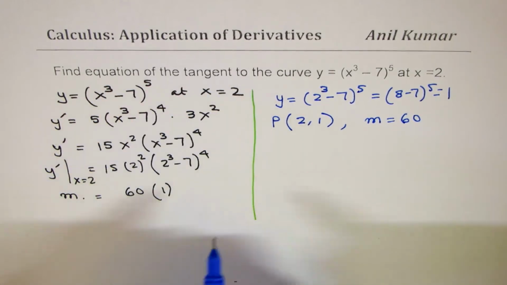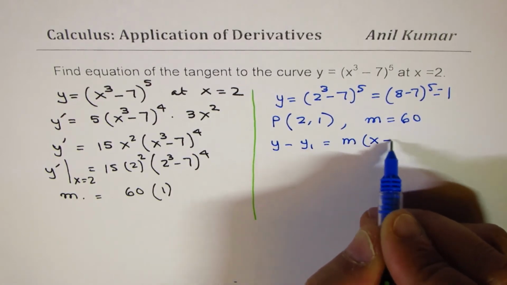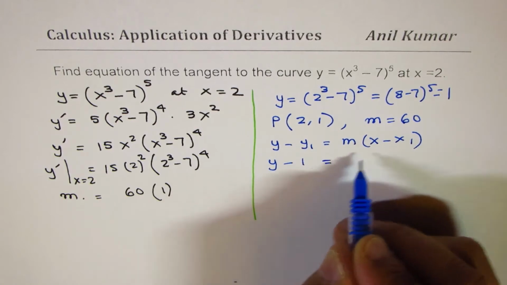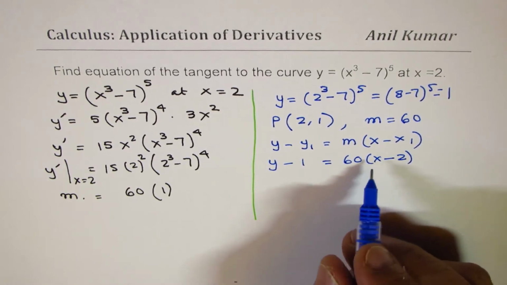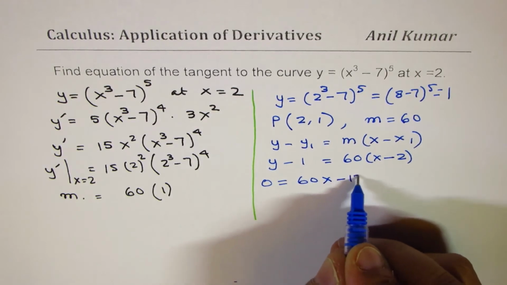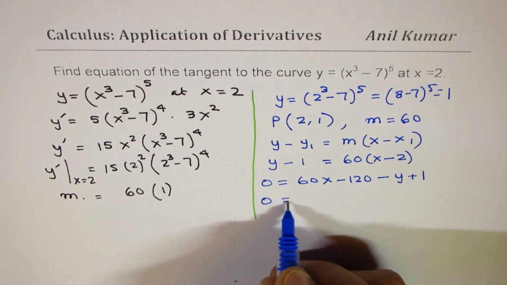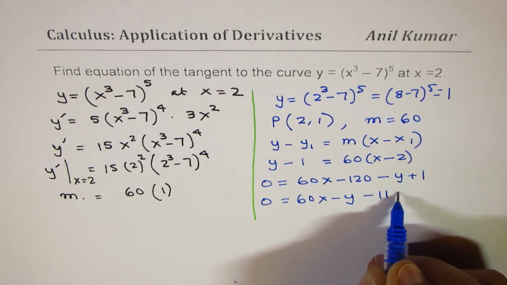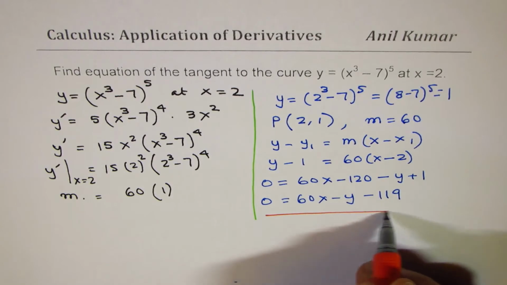So what is the equation of the tangent line? We can write the equation as y minus y1 equals m times x minus x1, right? So it is y minus 1 equals the slope of 60 times x minus 2. So we can rearrange: 0 equals 60x minus 120, bringing y this side, minus y plus 1. Rearranging, we get 60x minus y minus 119. So that becomes the equation of the tangent line.